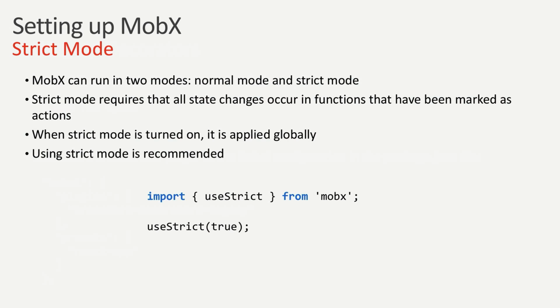Now, MobX can actually run in two modes, normal mode and strict mode. Strict mode is preferred. Basically it requires that all state changes occur in functions that have been marked as actions. This is a best practice. So we're going to go ahead and turn it on globally and get that up and running, so when we write all of our MobX code, it will be running in strict mode.